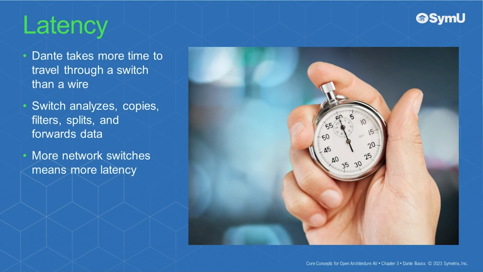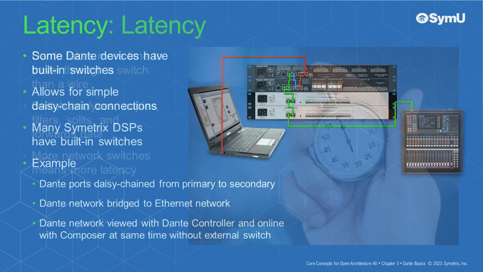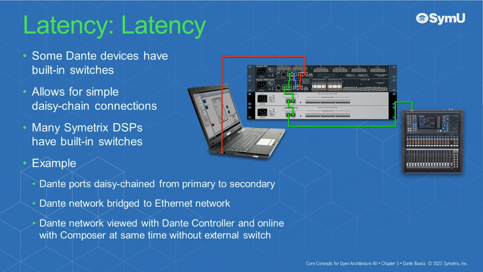Dante takes more time to travel through a switch than a wire. The switch analyzes, copies, filters, splits, and forwards the data. More switches in a network means more latency. Some Dante devices have switches built in to allow for simple daisy chain connections. Many Symetrix DSPs have built-in switches.